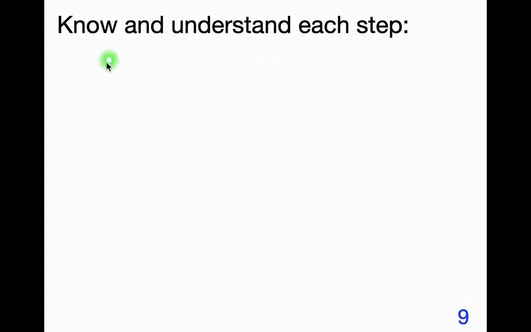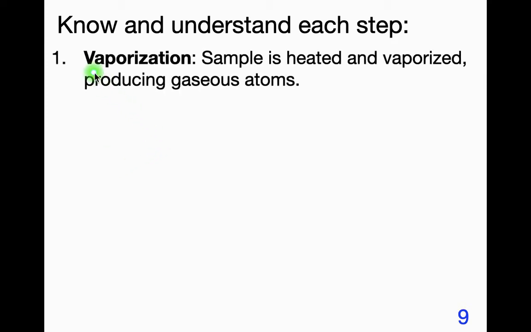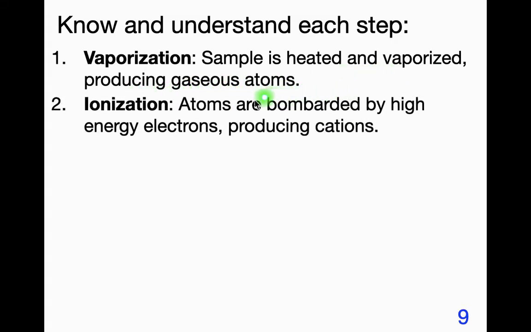Okay, so now let's define each one of those steps of a mass spectrometer. 1. Vaporization. Sample is heated and vaporized, producing gaseous atoms. 2. Ionization. Atoms are bombarded by high-energy electrons, producing cations. So this step just literally removes electrons from the atoms, forcing them to become ions.